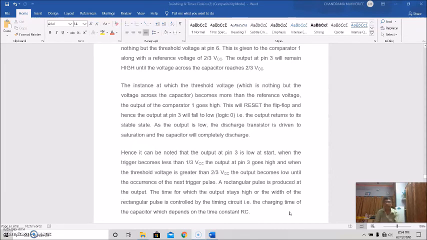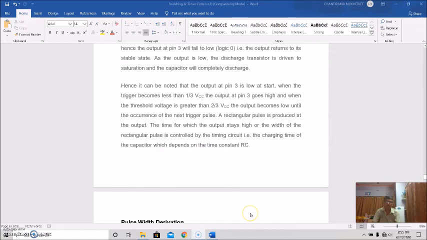Hence, it can be noted that the output at pin 3 is low at start. When the trigger becomes less than 1/3 of supply voltage VCC, the output at pin 3 goes high, and when the threshold voltage is greater than 2/3 of VCC, the output becomes low until the occurrence of the next trigger pulse. A rectangular pulse is produced at the output, and the time for which the output stays high, or the width of the rectangular pulse, is controlled by the timing circuit, that is the R and C, and the charging time of the capacitor, which depends on the time constant RC.